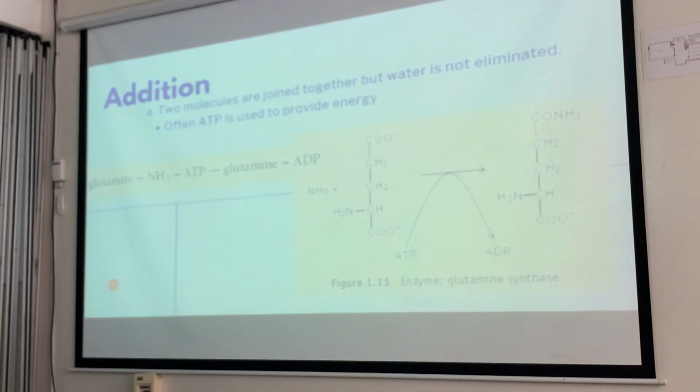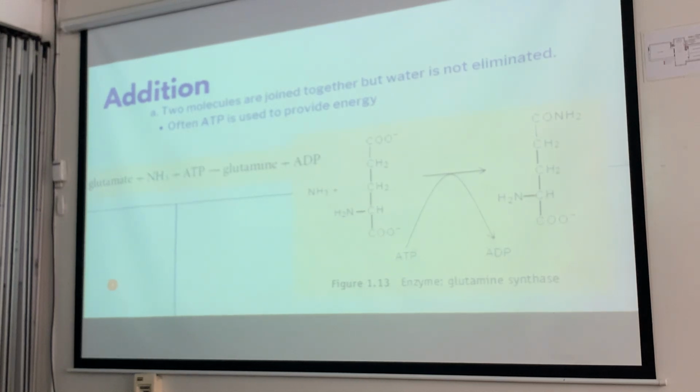Condensation is similar to addition. The difference between condensation and addition has something to do with water. This time, water is not eliminated, but molecules will be joined together, and you need energy to do this. This is a costly type of reaction because you have to use ATP, the energy currency of the cell. So two molecules are joined, but water is not eliminated.